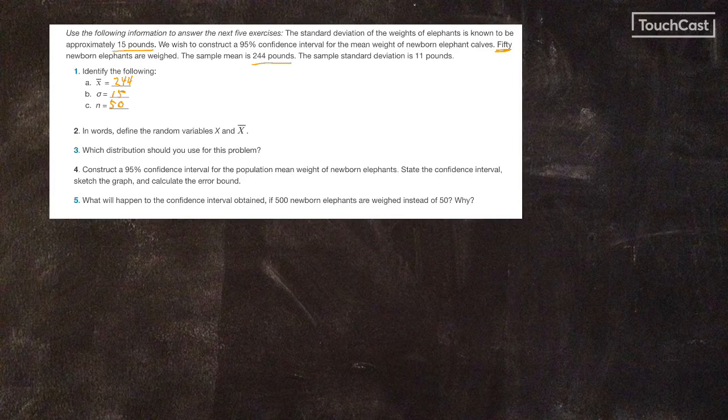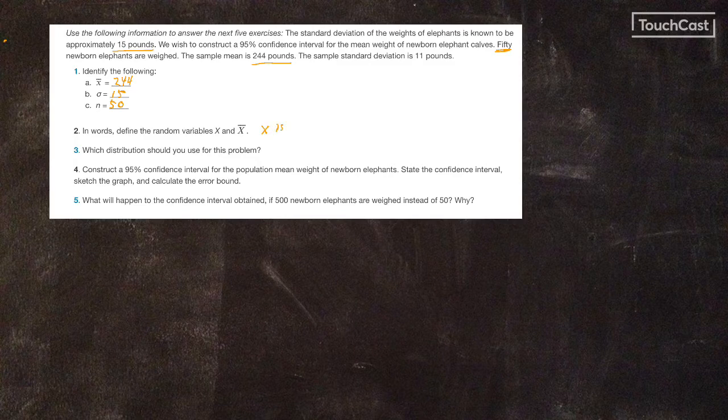So in words, define the random variables x and x bar. Well, x would be if I chose just one weight from the population and just recorded that weight. So x is just the weight of a single newborn elephant, whereas x bar is the mean of a sample of 50 newborn elephants that are weighed. I'm not going to write all this down, it would take a little bit too much time, but you can see the distinct difference here. So I'll just make a note.